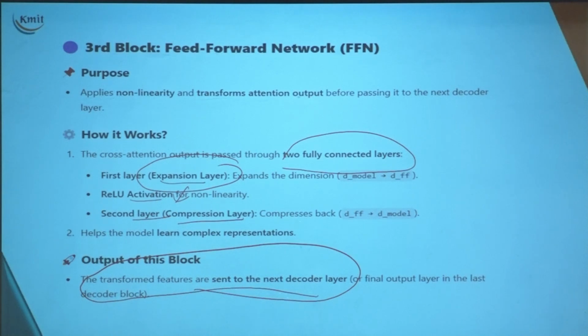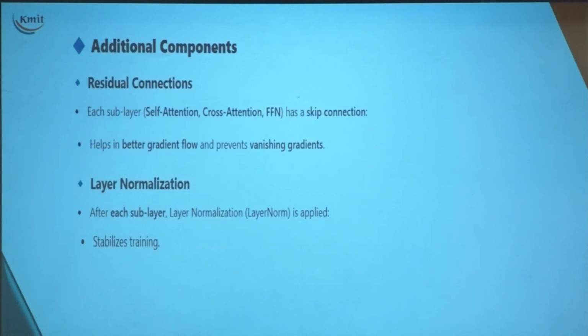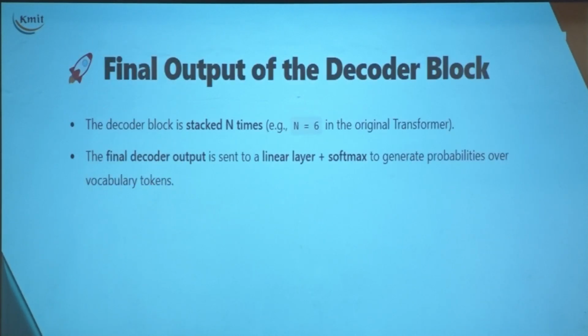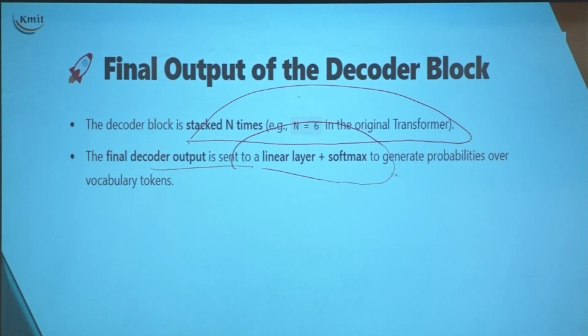Stacked decoder layers. Okay. So what are the additional components? Same, adding and normalizing, that is the residual connections. So what is the final output of the decoder? The decoder block is stacked n times. The final output of the decoder is again sent to what? The linear layer and softmax to generate the probabilities of what?